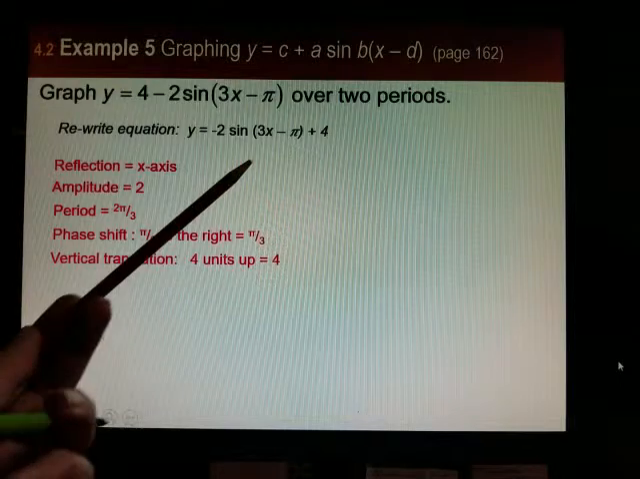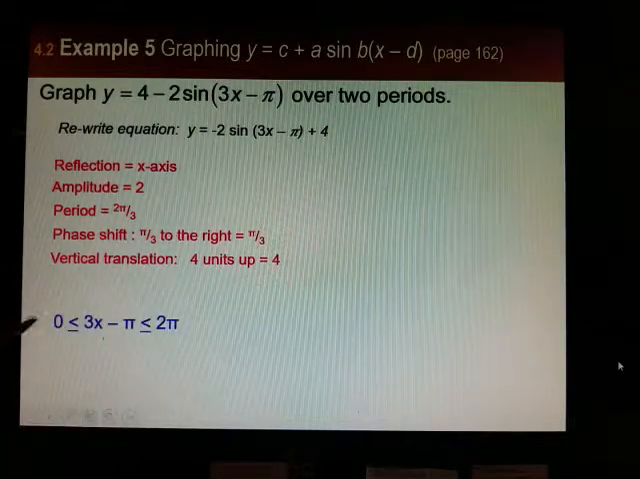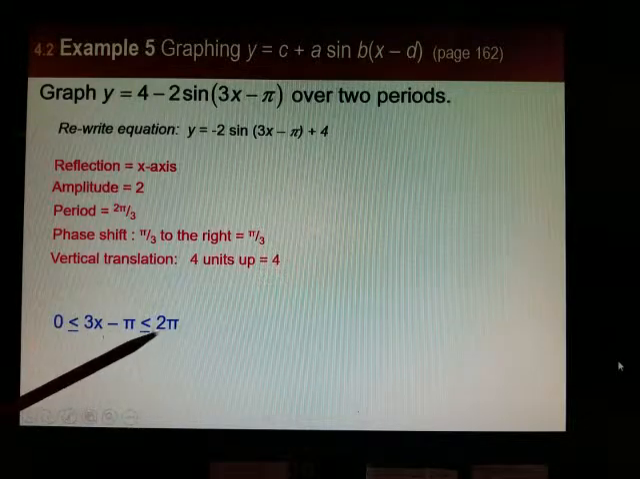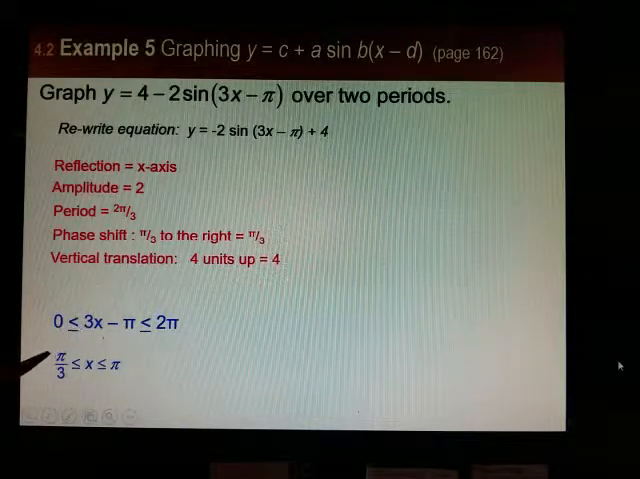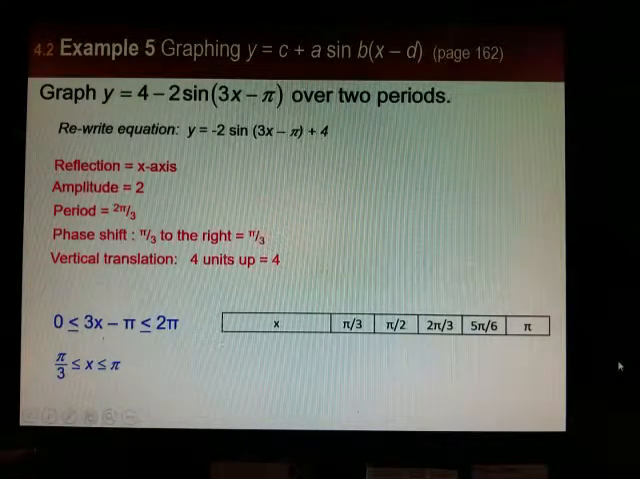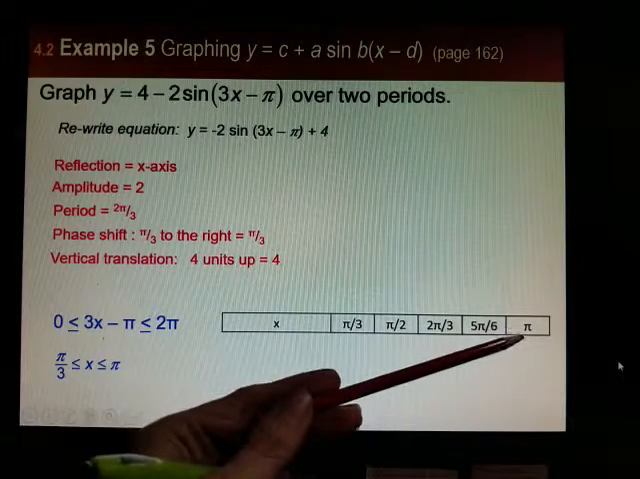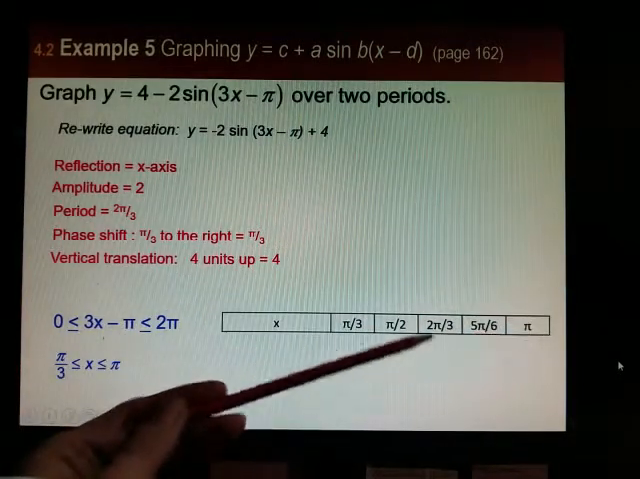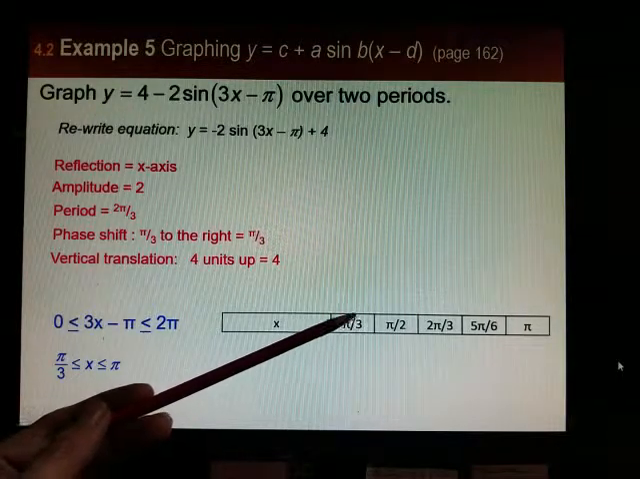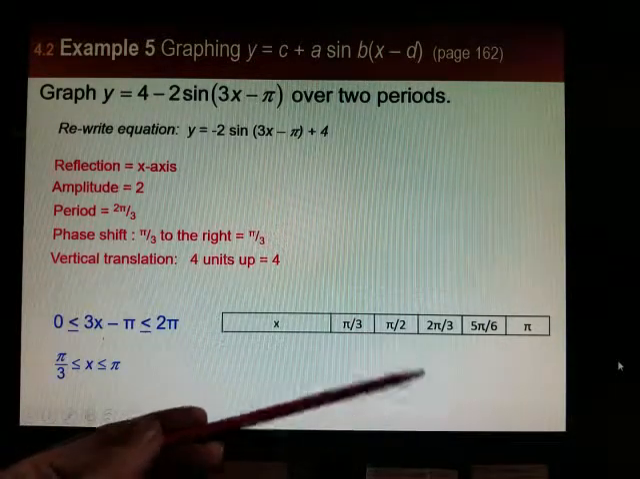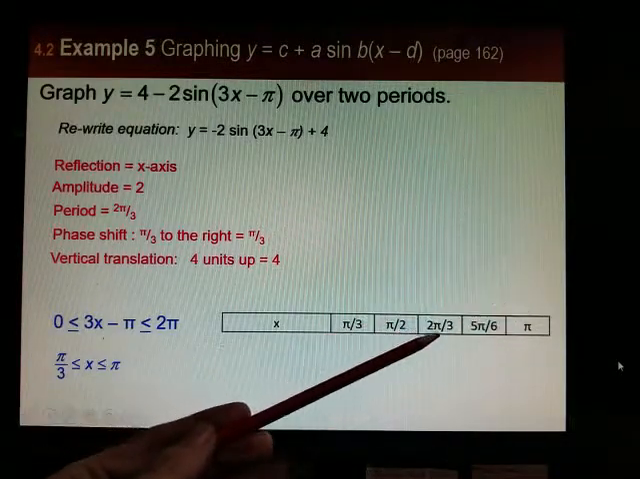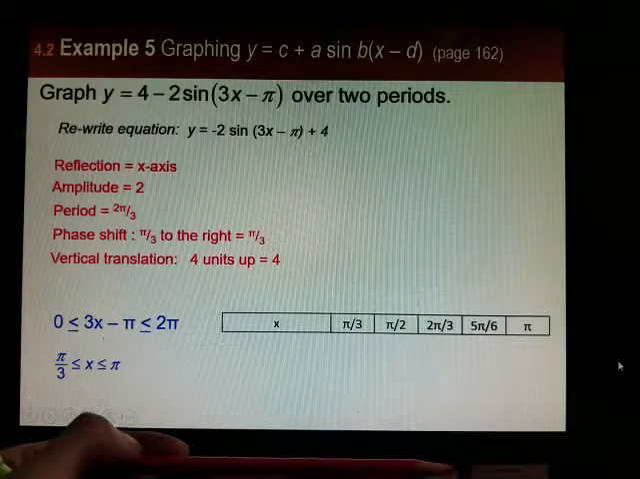If I did a table of points, I want this 3x minus pi between 0 and 2 pi. So we add pi, that's 3 pi, divide everything by 3. So pi thirds and pi. Those are the endpoints of my table. 1/3 plus 3/3, that would be 4/3. Half of 4 is 2/3. 2/3 plus 1/3, that's 3/3. I want half of 3/3. 2/3 plus 3/3, that'd be 5/3. Half of 5/3, that's 5/6.